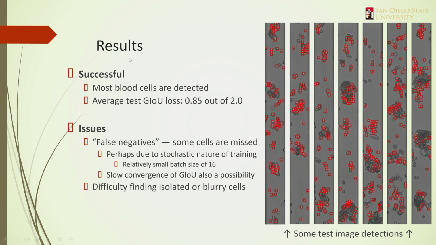My results are also very successful. Most blood cells are detected, and the average GIoU loss is 0.85 out of 2. But there are some issues as well. False negatives, in that some cells are missed, as can be clearly seen. This perhaps could be due to the stochastic nature of training, as my batch size was only 16, or the slow convergence of GIoU. There is also difficulty finding isolated or blurry cells.